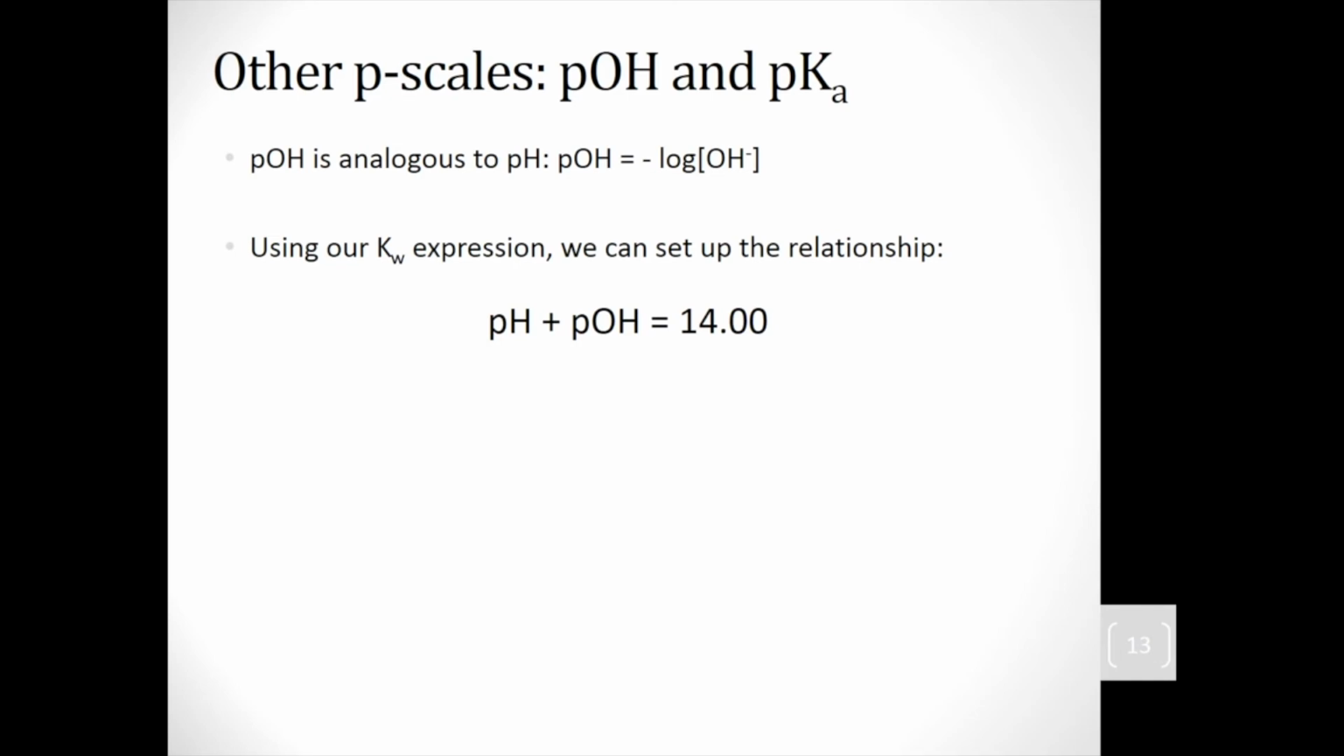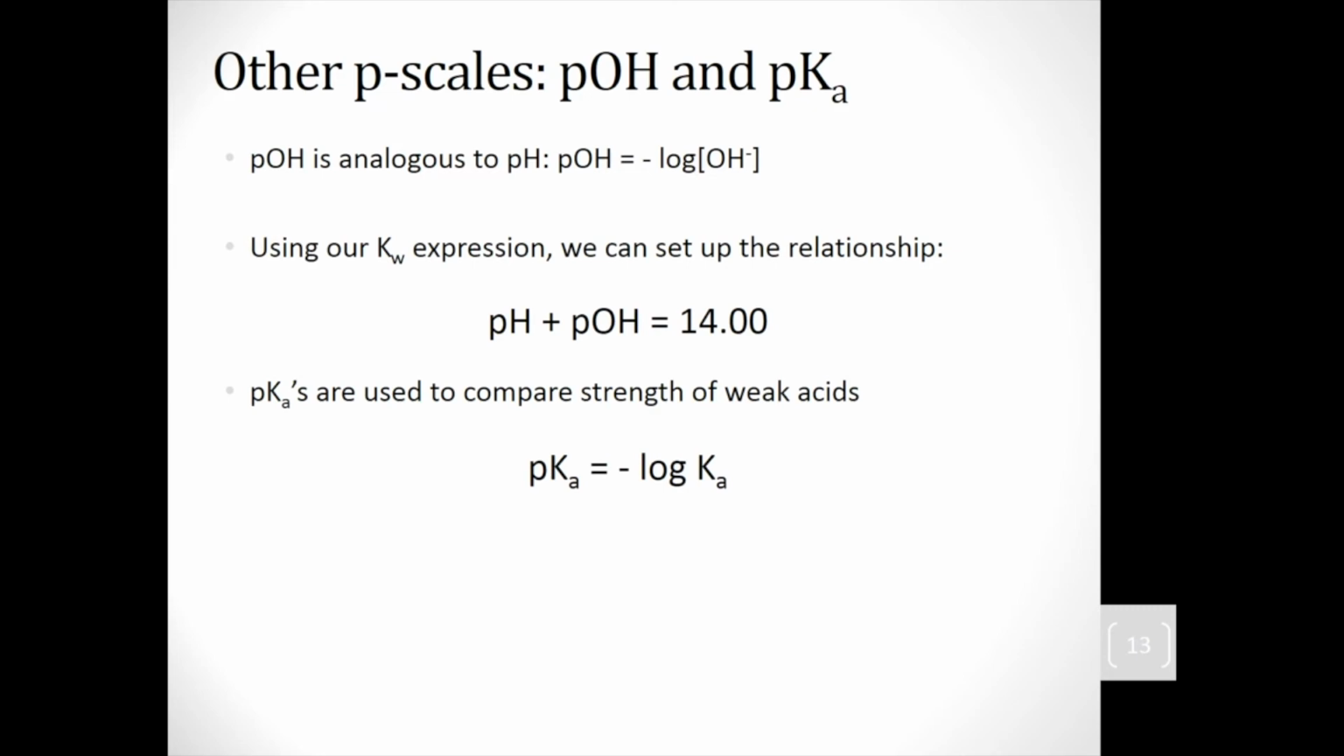And if we use our Kw expression, we can set up the relationship that pH plus pOH is equal to 14. So we get a conversion that doesn't require doing multiplication and division with powers of 10 that you might not be comfortable with. You can just use pH plus pOH equals 14 if it's 25 degrees, which will be most of the time.